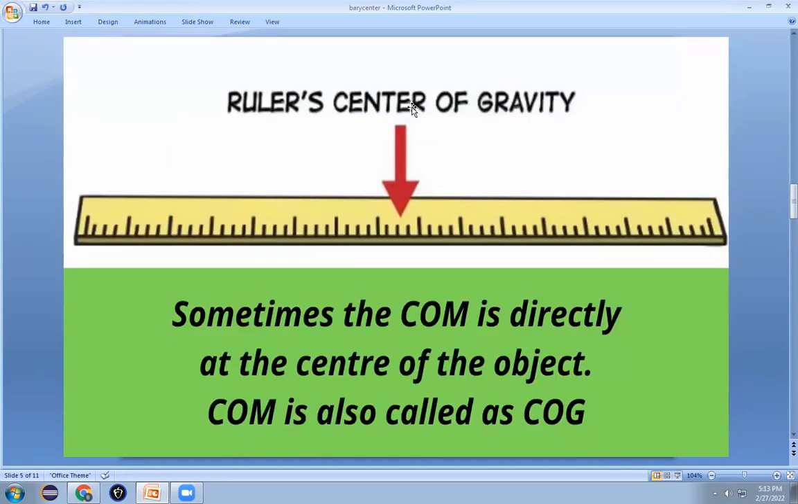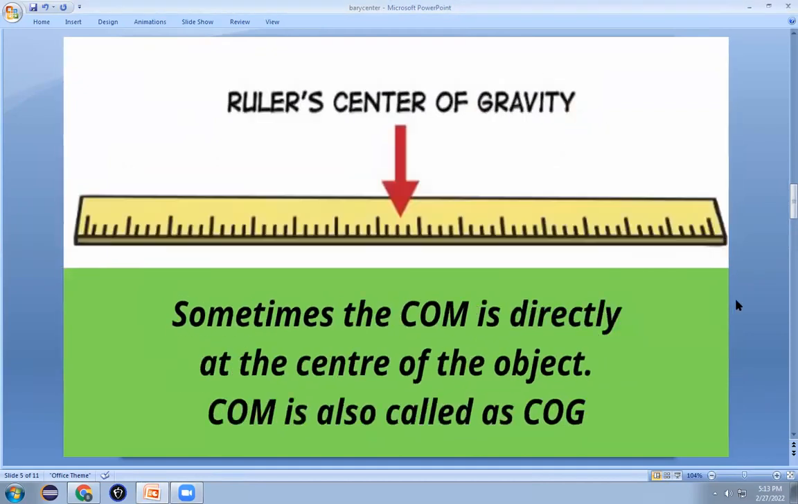For example, you can take this example, a ruler. Sometimes the center of mass is directly at the center of the object. In the case of a ruler, it is exactly at the center of the object. And center of mass is also called center of gravity. We can call it either way, either center of mass or center of gravity.